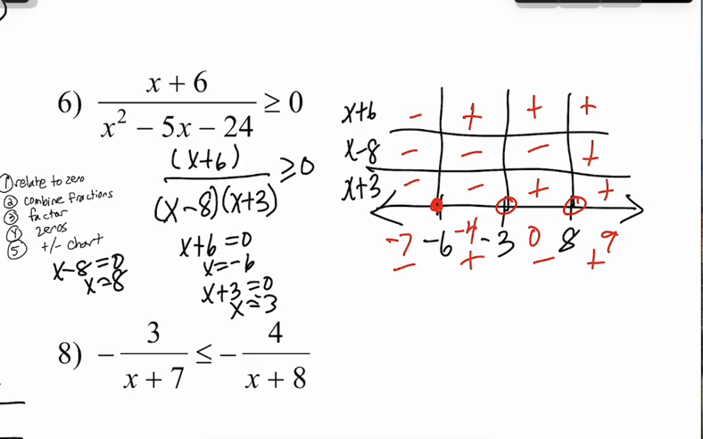Okay, so let's look at our symbol. Our symbol is a greater than 0. That means we want the positive one. So let's color those in.